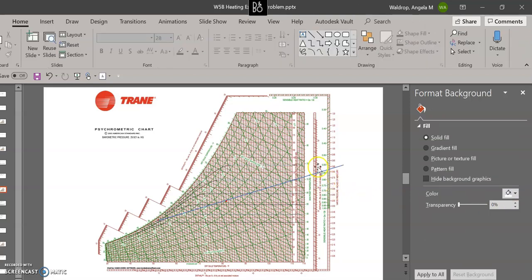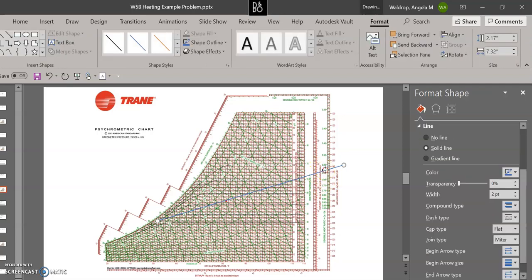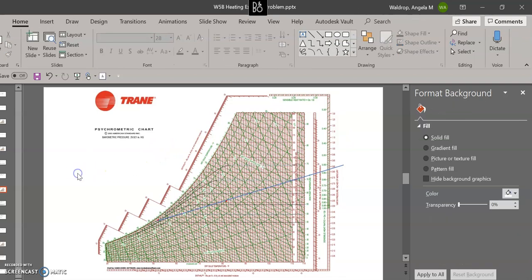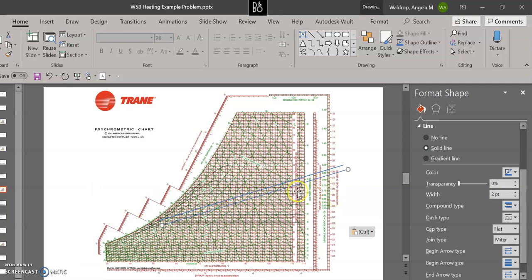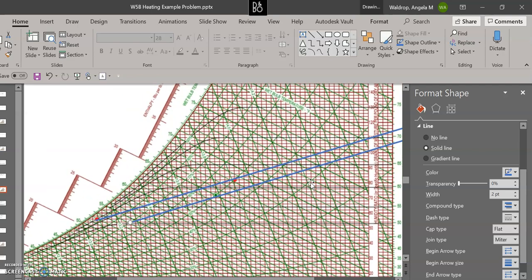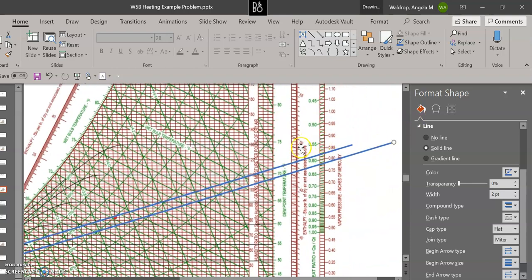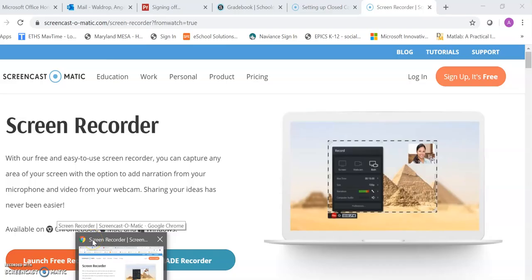Now what we need to do is copy that line. So we're going to select it, copy, and then paste it. When we paste it, we're going to use the destination theme. You can see that I'm kind of lucky there. You can see that reference point on the screen, that dark dot right there. So I'll move the line so it passes through that dot. Then I'm going to trace over to the side here for the sensible heat ratio and read that number that's right there.